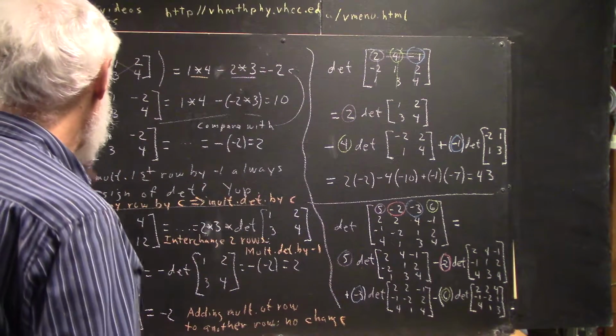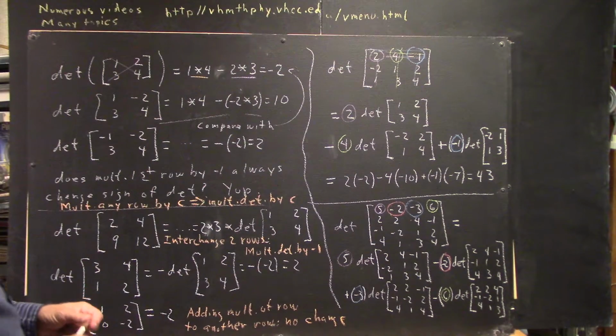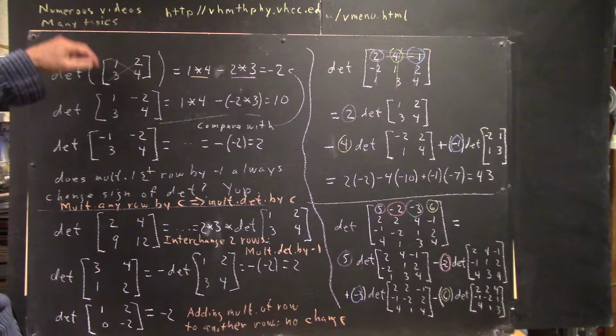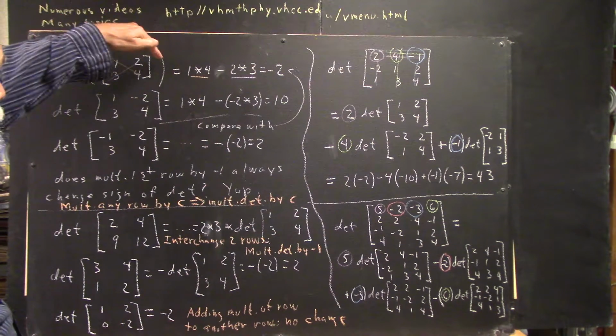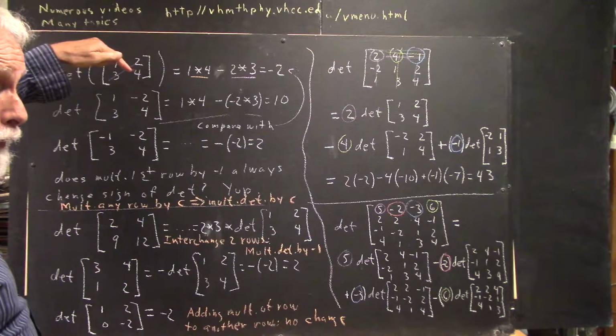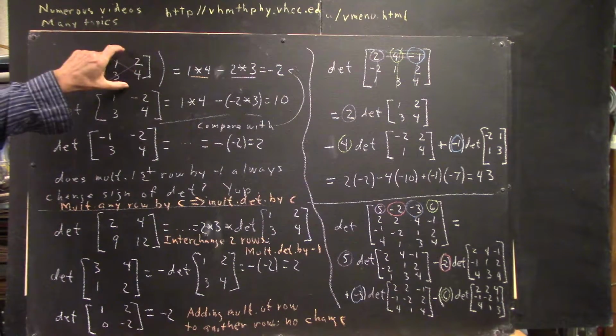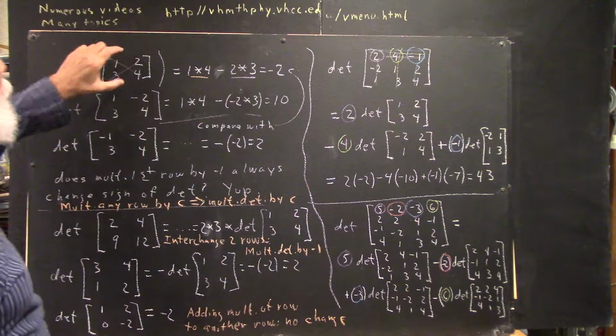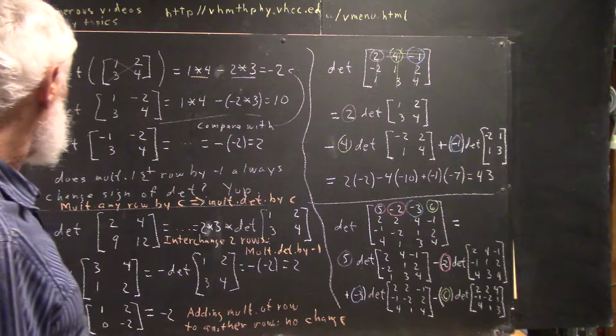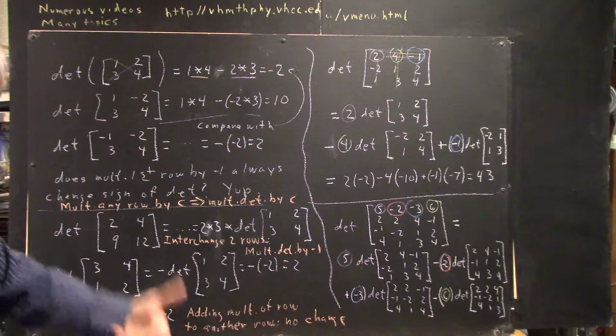Okay, we want to talk about the determinant of a matrix. Now, the determinant of the matrix with row 1, 2 and row 3, 4, and you can only do a determinant of a square matrix, incidentally. The determinant of this square matrix, 2 by 2, is very simple to calculate.